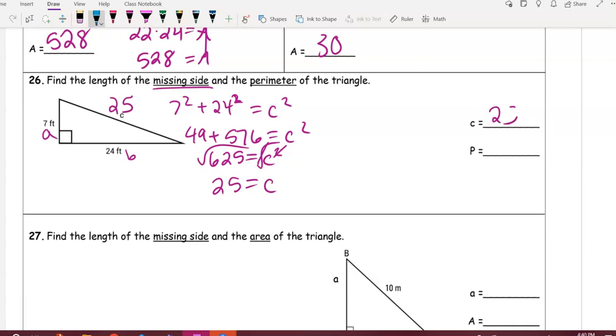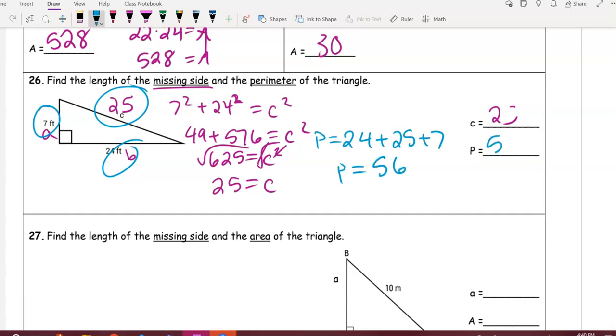Now we need to find the perimeter. How do we find perimeter? We add the sides together. So 24 plus 25 plus 7 is going to be 56.